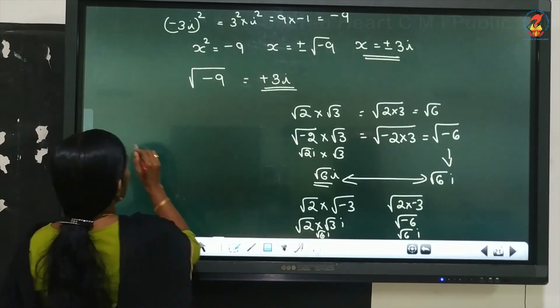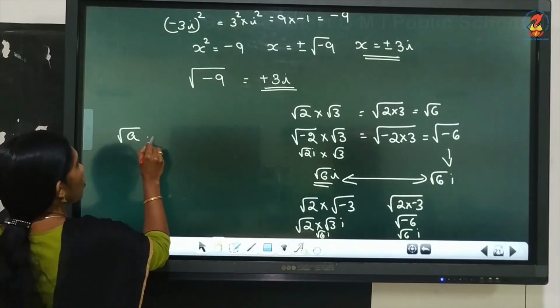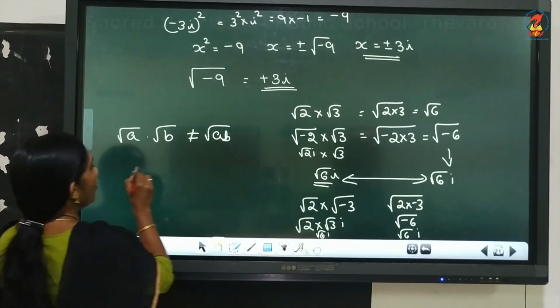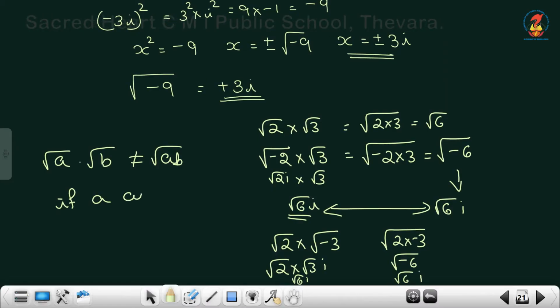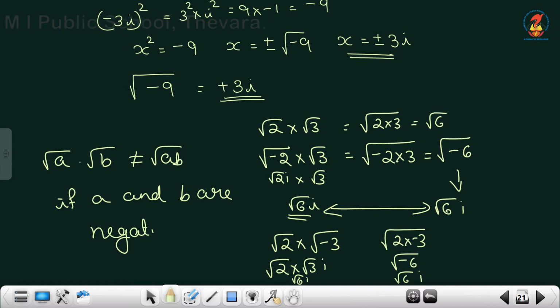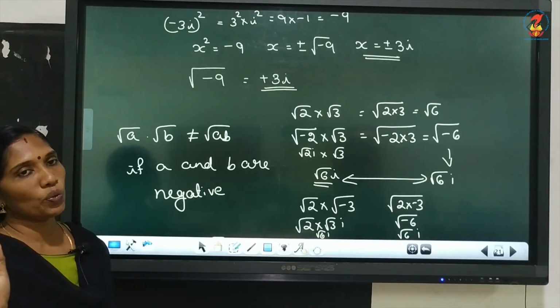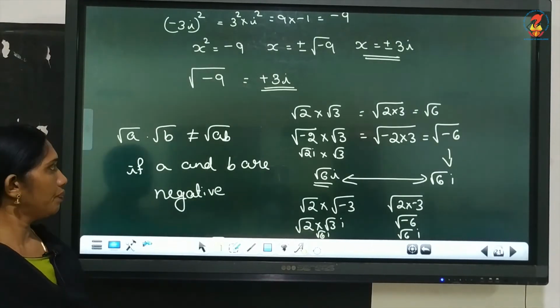Okay. So root a into root b is not equal to root ab if a and b are negative numbers. Otherwise, if a and b are positive numbers, or if one number is negative and one is positive, then the result root a into root b equal to root ab is true.